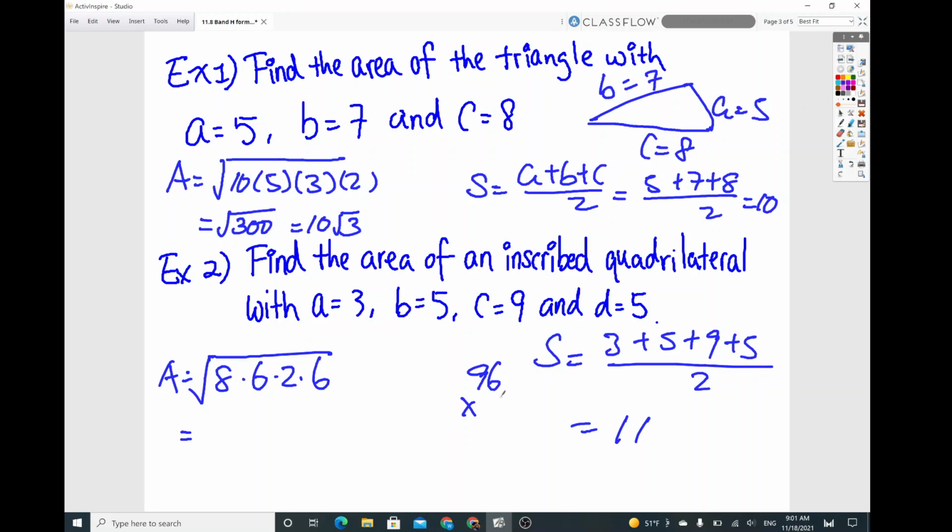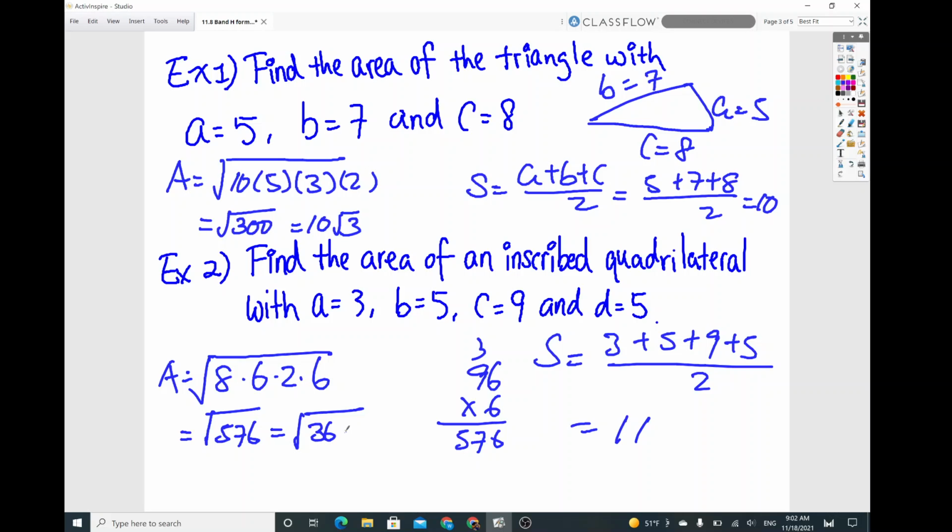96 times 6, so 6 times 6 is 36, 9 times 6 is 54, plus 3 is 57, so 576. And also think about the way to put it in the factor tree. So 6 times 6, that's 36, which is considered a perfect square number. 8 times 2, that's 16.